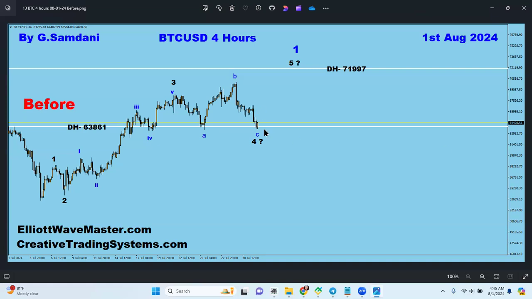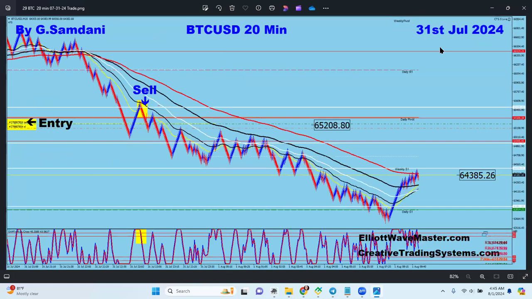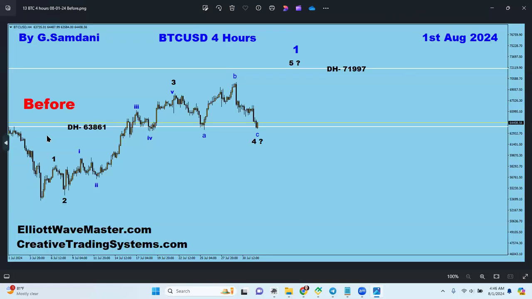By the way, coming down yesterday on July 31st, this was my short trade here. Beautiful entry, nice and clean, and all the way down here. I was a little late closing, but this is how it is. So from 65,208 to 64,385, that is the trade that I had. Now I'm expecting to go to the upside if we stay above 63,861. Okay, so this is my stance right now, and we will trade accordingly.